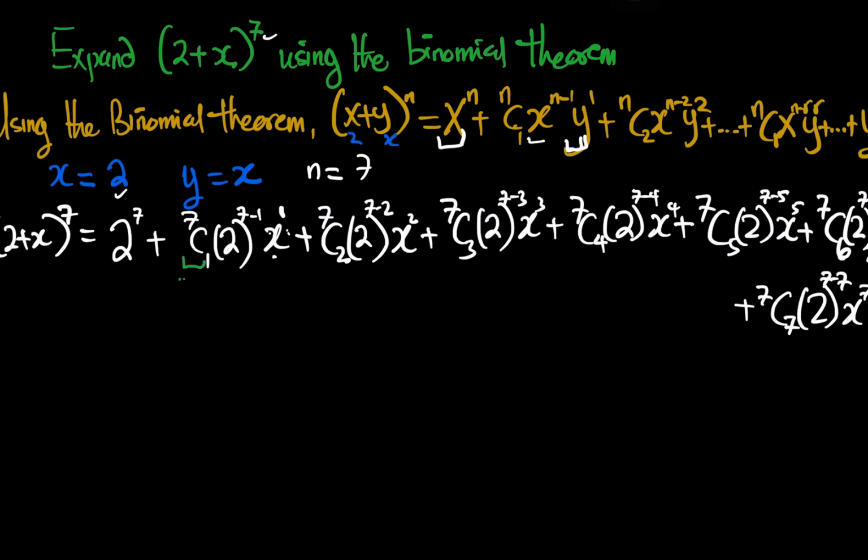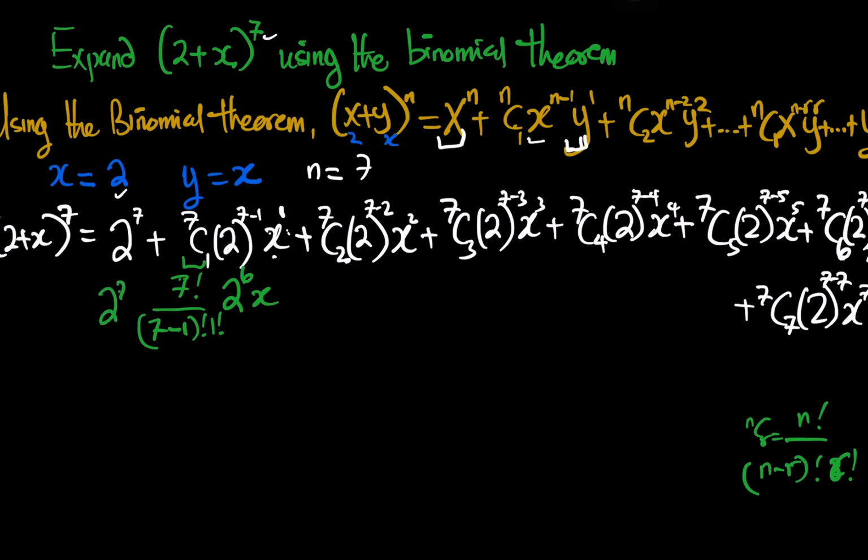We know this is going to be 7 factorial. Remember the formula we said, n combination r is n factorial divided by n minus r factorial multiplied by r factorial. So our n there is 7 factorial divided by n minus r, which is 1 factorial. And the r there is going to be 1 factorial. And then we're going to have 2 to the power of 6. Can you see that? Multiplied by x. And it's 2 to the power of 7 here.